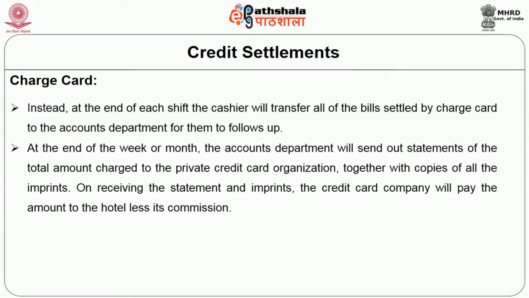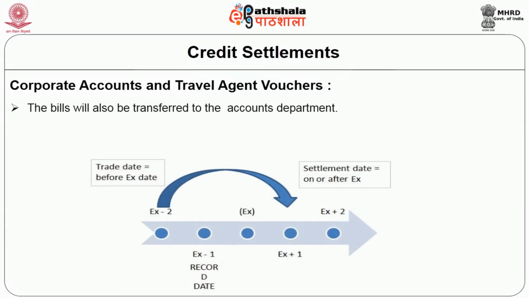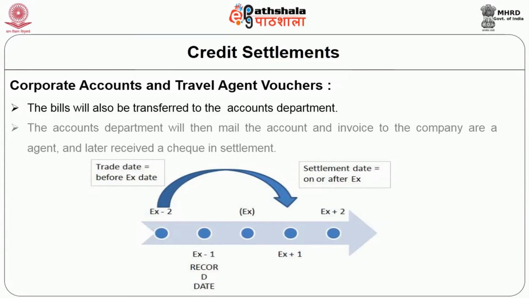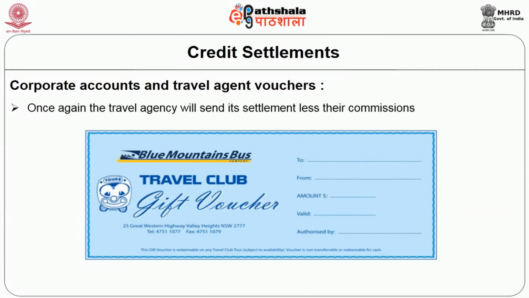In the case of corporate accounts and travel agent vouchers, the bills will be transferred to the accounts department. The accounts department will then mail the account and invoice to the companies or the agent for settlement, and later the checks received will be put for settlement. Once again, these travel agencies who operate for a group package will send their settlement less their commissions. So this is how the settlements are done.